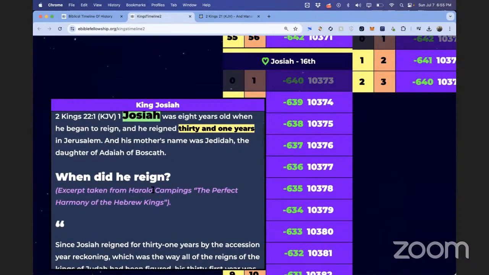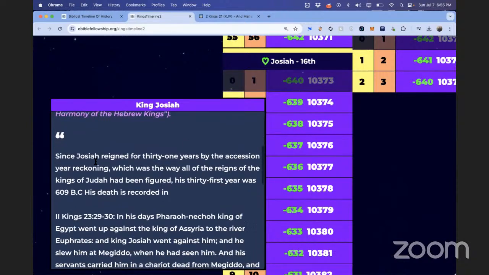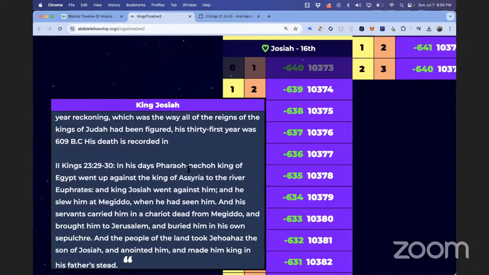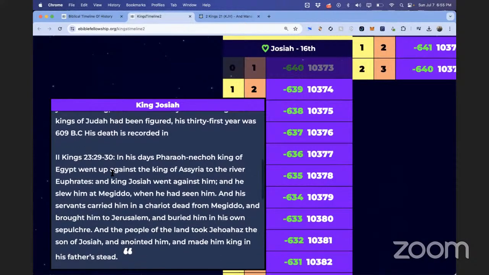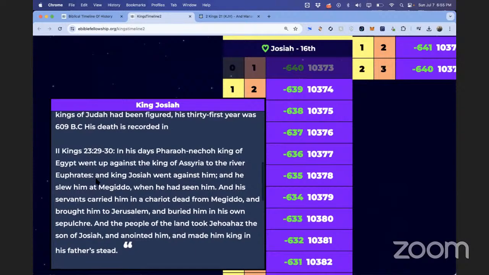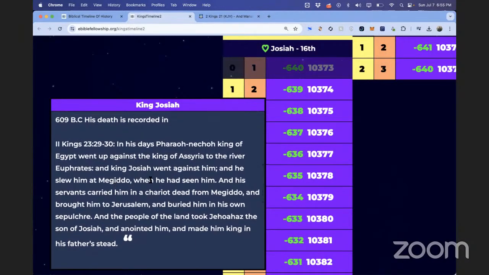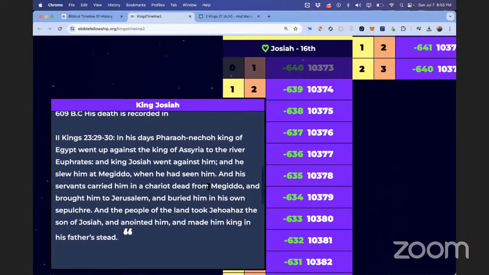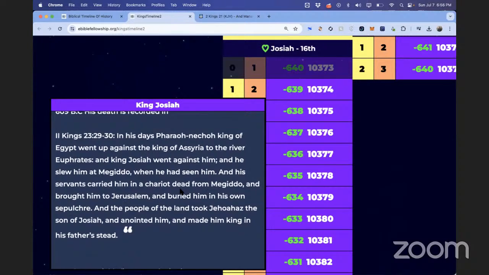When did he reign? Excerpt taken from Harold Camping's book again. Since Josiah reigned for 31 years by the accession year reckoning, which was the way all of the reigns of the kings of Judah have been figured, his 31st year was 609 BC. His death is recorded in 2 Kings 23, 29 and 30. In the days of Pharaoh Necho, king of Egypt, went up against the king of Assyria to the river Euphrates. And King Josiah went against him, and he slew him at Megiddo, and his servants carried him in a chariot, dead from Megiddo, and brought him to Jerusalem, and buried him in his own sepulchre.